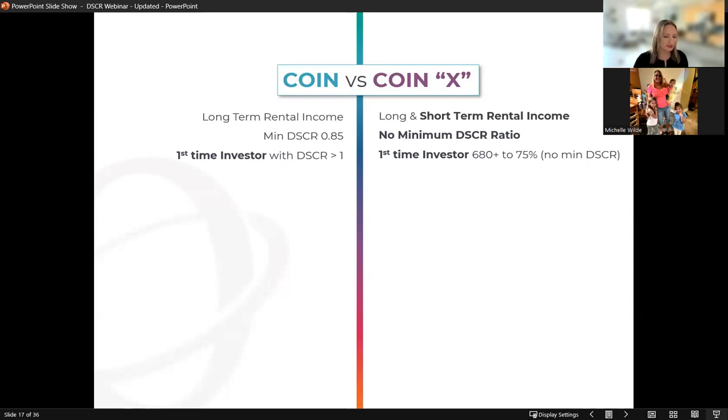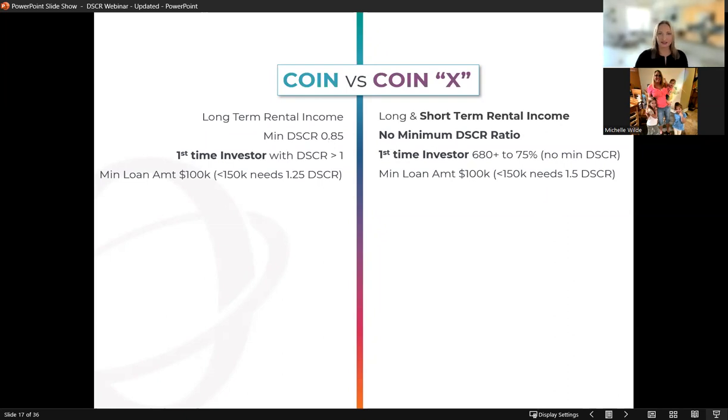We only allow first-time home buyers if there is another borrower on the loan who is not a first-time home buyer. But if they're just a first-time investor, then Coin will allow that with a DSCR over 1, and then Coin X will allow it with no minimum DSCR ratio with a 680 plus up to 75%. So Coin X actually has no minimum DSCR if they're not a first-time investor, and we'll look at the matrix. But if they are a first-time investor, then you just want to check the guidelines first or call me. We can go over it together.